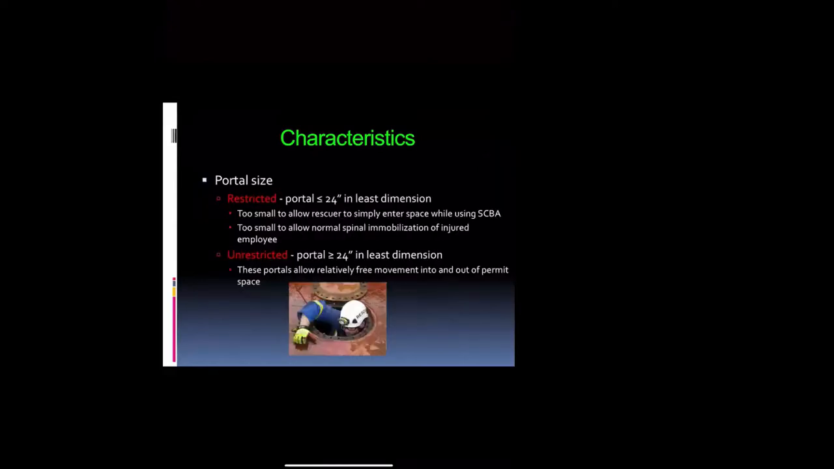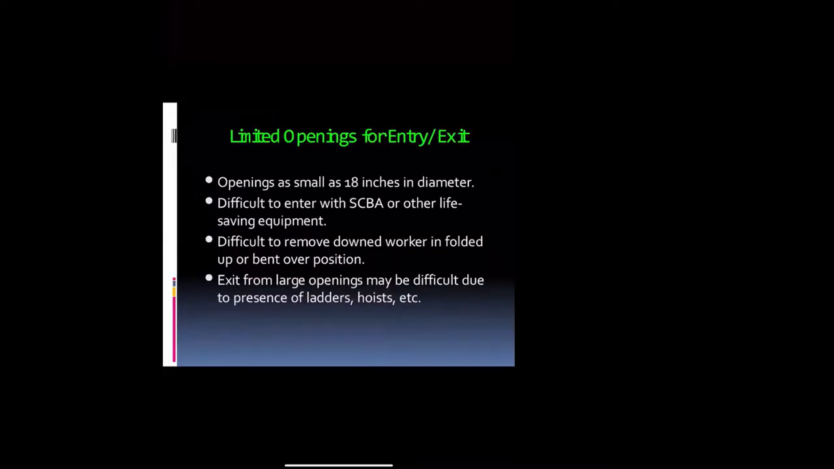Okay. Continuing on with the characteristics, you need to know if it is a restricted or an unrestricted entrance. Restricted means it's less than or equal to 24 inches, or 2 feet, and unrestricted is obviously just bigger. The reason this is important to know is, if you look, it says openings as small as 18 inches in diameter are considered restricted. It's going to be difficult to enter with an SCBA or life-saving equipment. SCBA is what a firefighter wears on their back, a self-contained breathing apparatus, similar to a scuba tank, which would be a self-contained underwater breathing apparatus. They won't be able to fit through the hole wearing their own protective equipment, and they are not going to be able to come grab you while you're dying.